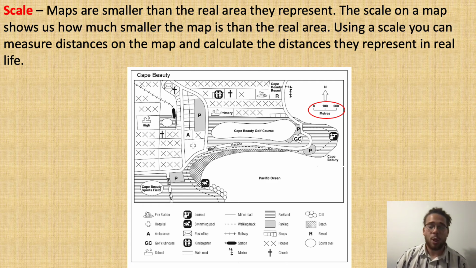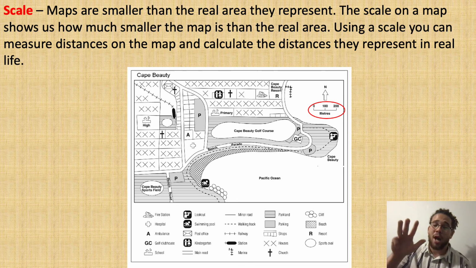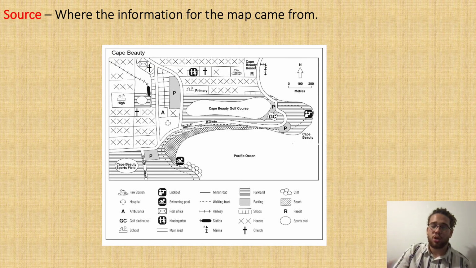And don't worry if you don't fully understand yet. I just want you to know the names of these places for now. And then we will go into depth a little bit later, okay? So we have border, orientation, legend, title, scale, and the last one, source, okay?